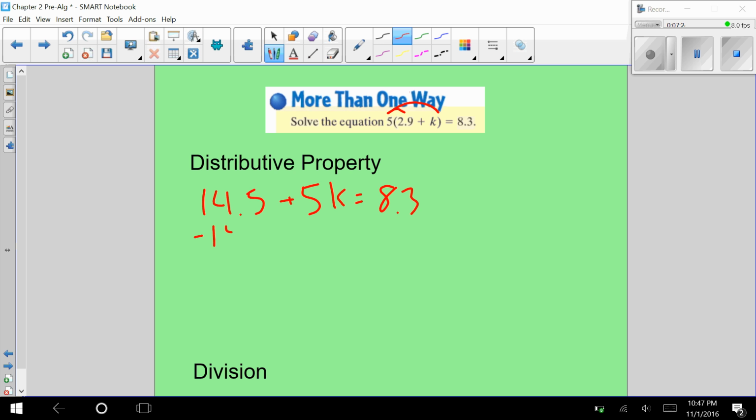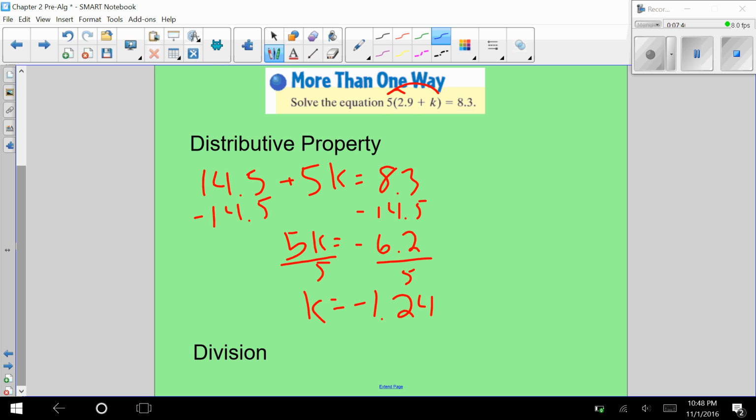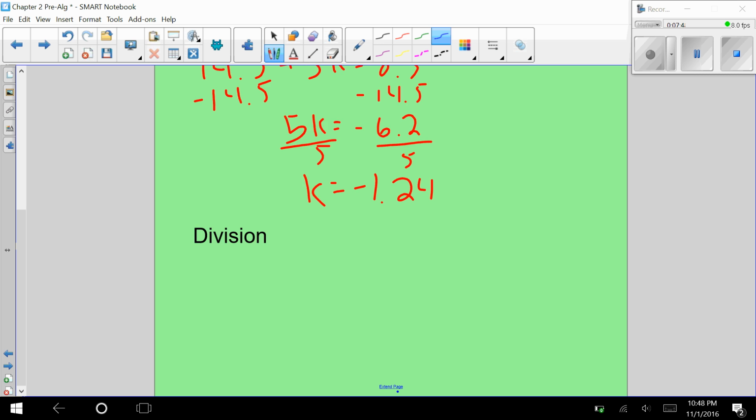I'm going to subtract my 14.5 off of both sides. I'll get 5k equals negative 6.2. Divide by 5, and k equals negative 1.24. Instead of checking, we're going to do this a different way. The other way is division.